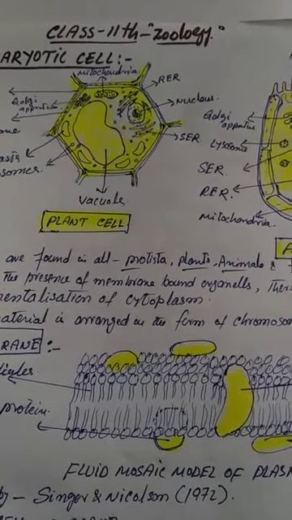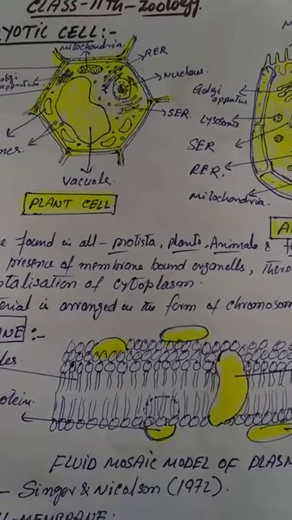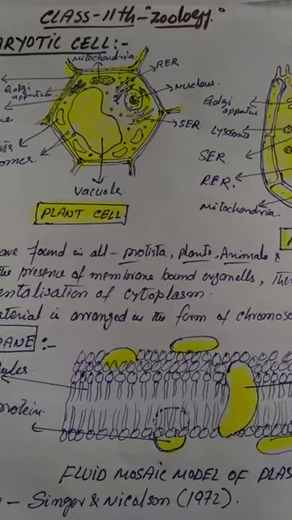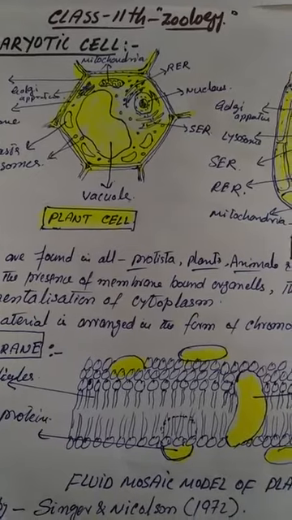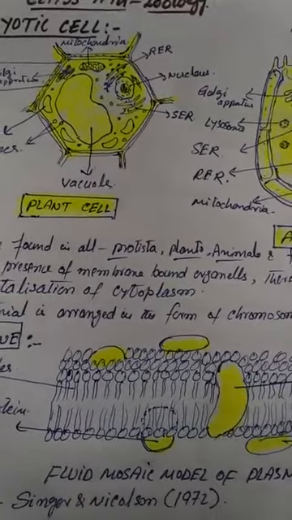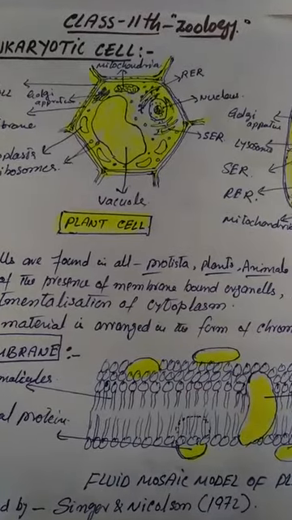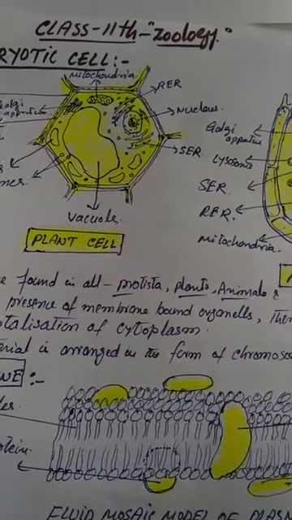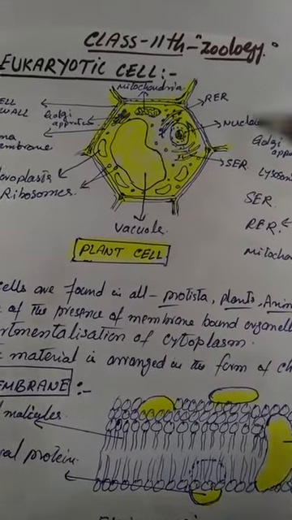Now, eukaryotic cells are those cells which have a nuclear membrane and other membrane-bound organelles in their cytoplasm, and because of the presence of these membrane-bound organelles, there is extensive compartmentalization of the cytoplasm in eukaryotic cells. And also the genetic material in eukaryotic cells is arranged in the form of chromosomes in the nucleus. These cells are found in all protists, plants, animals and fungi.